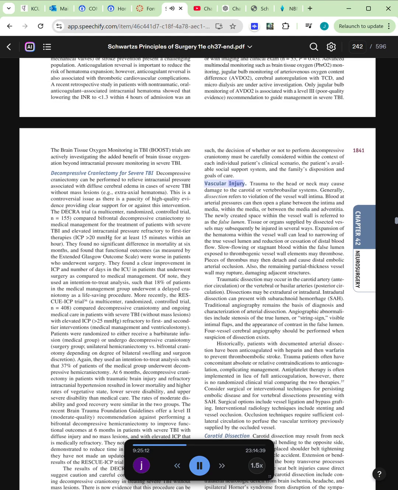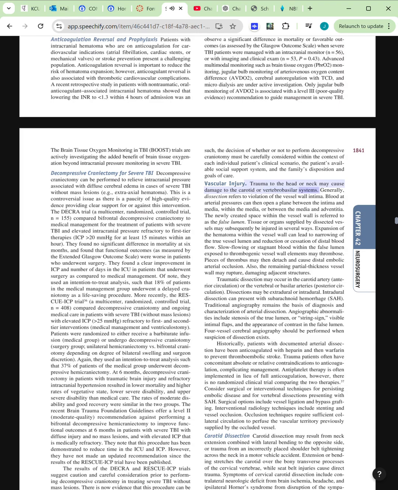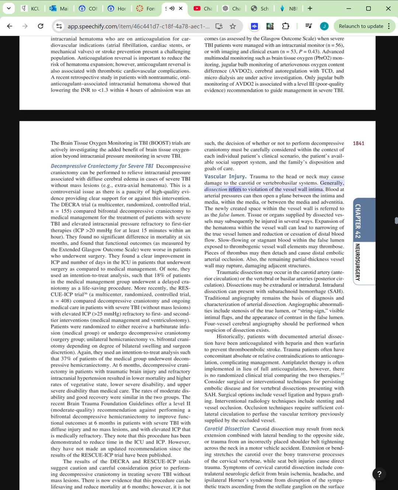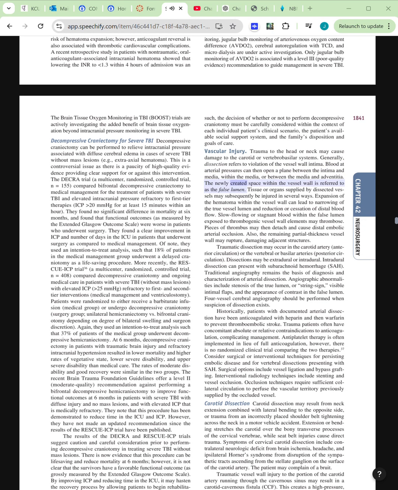Vascular injury: trauma to the head or neck may cause damage to the carotid or vertebrobasilar systems. Generally, dissection refers to violation of the vessel wall intima. Blood at arterial pressures can then open a plane between the intima and media, within the media, or between the media and adventitia. The newly created space within the vessel wall is referred to as the false lumen.